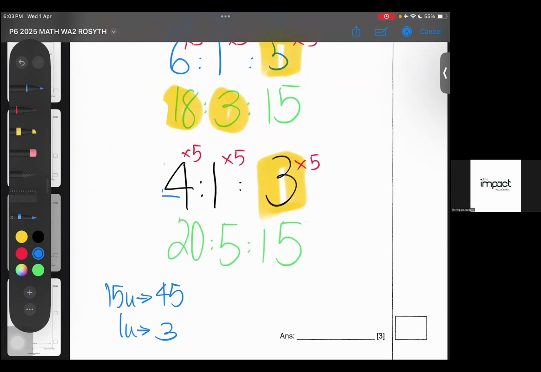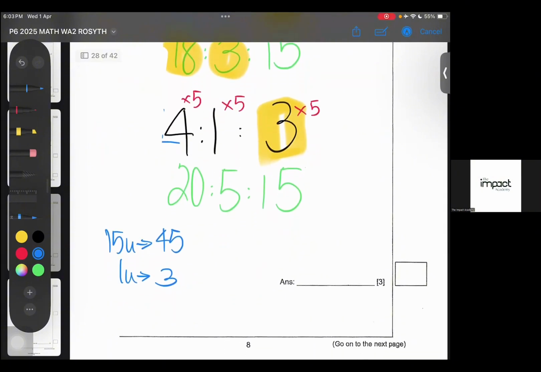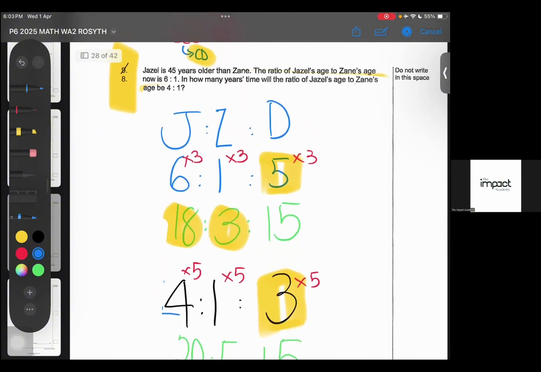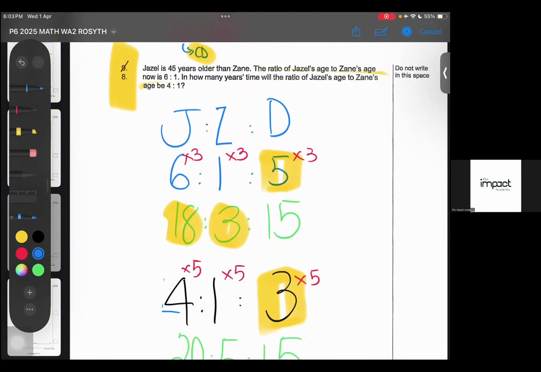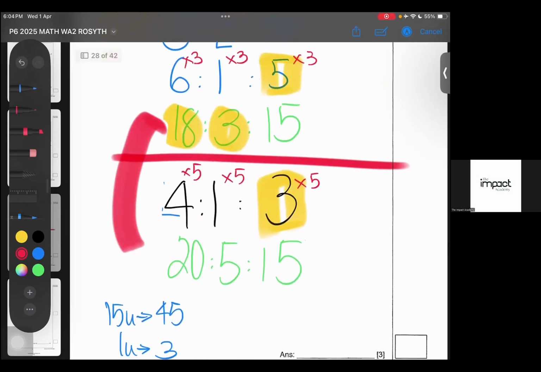Over here, 18 unit is not 18 years old. I want the real amount. Agree or disagree? So what am I supposed to do? The question says in how many years will the ratio be reached? So you see from here to here, why is there a jump?